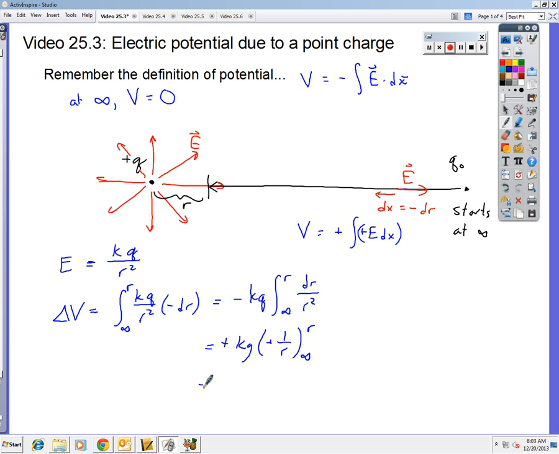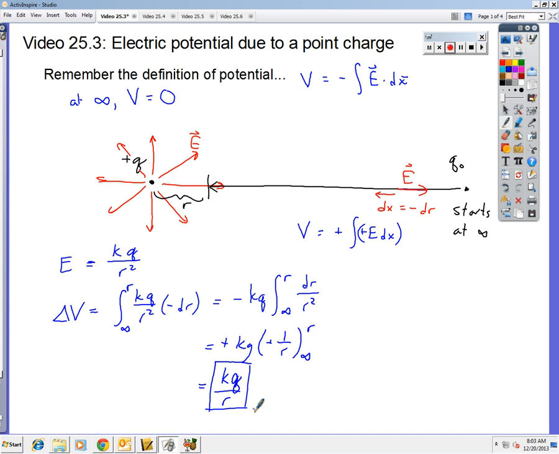And so this ends up with kq over r as the electric potential, because 1 over infinity is 0. That is an equation you should memorize.